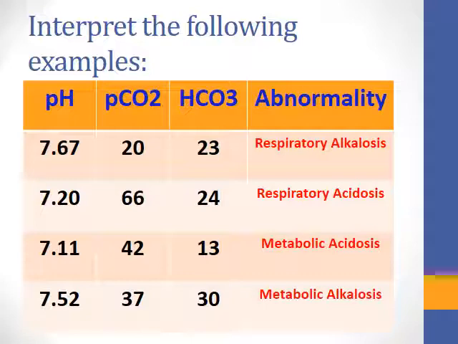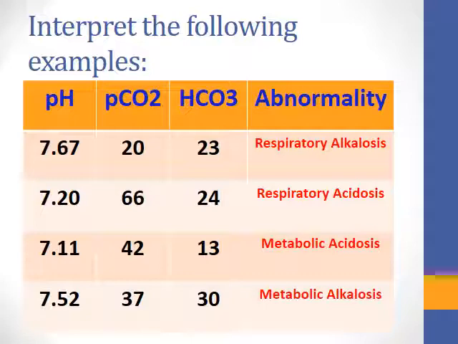Okay, so here are our interpretations from the previous slide. When we look at our pH of 7.67, is that alkalosis or acidosis? That's alkalosis. It is above the 7.35 to 7.45 range. So we know that it's alkalosis. Our PCO2 is 20. Is that in normal range? Is that higher or lower? That is lower than our 35 to 45 range. So we know that that is also going to be alkalosis.